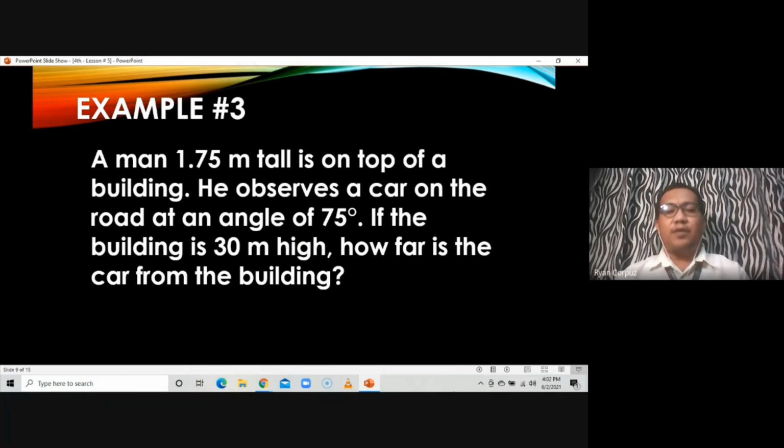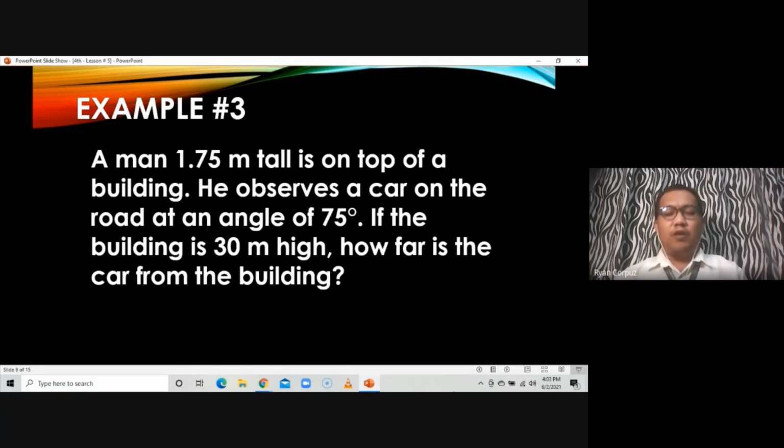So there is a man 1.75 meter tall on top of the building. So from there, nakikita siya sa road, sa kalsada ng car. Ng angle na mapoform niya ay 75 degrees. So if the building is 30 meters high, how far is that car from the building? So gaano kalayo yung nakitang car nung man na yon on top of the building? Doon sa building mismo na kinatatayuan niya. So para mas malinaw, mas makita natin mas mabuti kung ano yung tinutukoy natin on the problem or kung ano yung nangyayari in the problem.